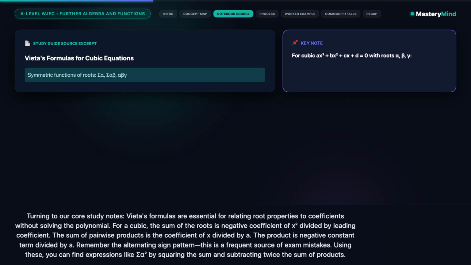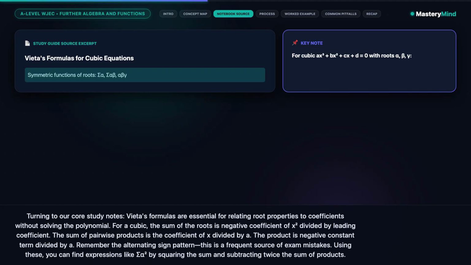Turning to our core study notes, Vieta's formulas are essential for relating root properties to coefficients without solving the polynomial. For a cubic, the sum of the roots is negative the coefficient of x squared divided by the leading coefficient. The sum of pairwise products is the coefficient of x divided by a. The product is negative the constant term divided by a. Remember the alternating sign pattern; this is a frequent source of exam mistakes.